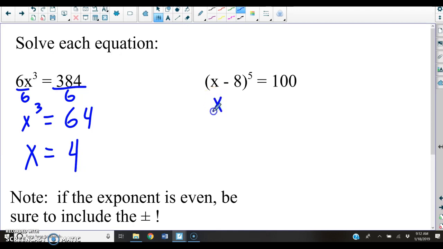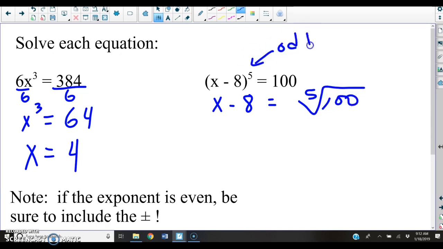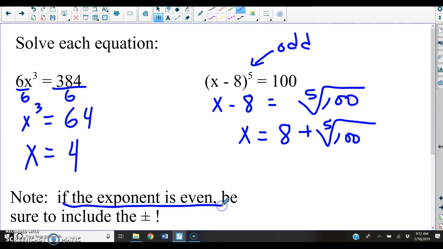Okay. Here we have to take the 5th root of 100 first. And it's even, so you don't, or excuse me, it's odd, so you do not have to. Odd exponents, you do not get plus or minus. Evens, you would. And then you would add 8 to that. Oh, sorry, there I put the plus or minus, but it's not plus or minus, it's just plus. Because 100 is plus. Whatever the 5th root of 100 is. Pretty small. Okay, so here's what I said. If the exponent is even, be sure to include the plus or minus. Both of these happen to be odd, so I did not have to include plus or minus.